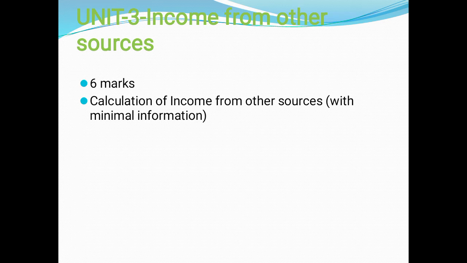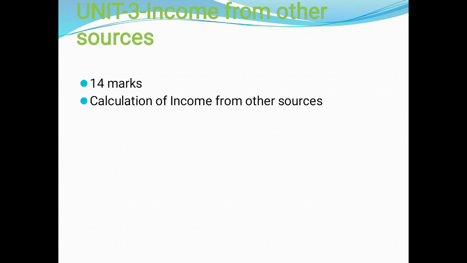So this is for 6 marks. Again for 14 marks the same will be there, but the number of conditions or number of adjustments will be more, where you have to calculate for each and every one on the basis of the permission or the deduction which will be available, which is under section 80 CCC to 80 U. You have to consider and you have to calculate those things that come to income from other sources.